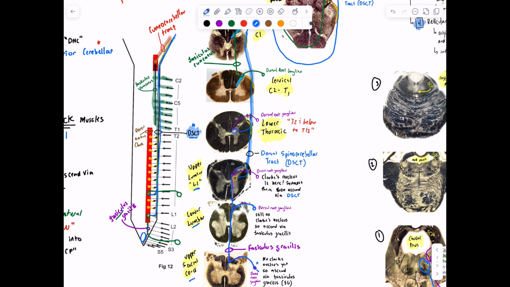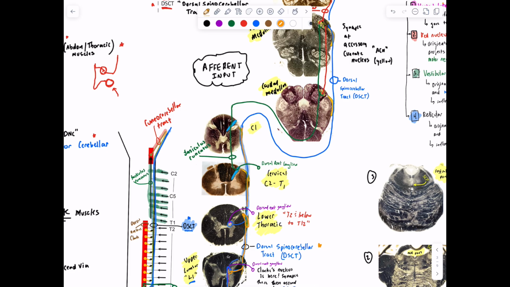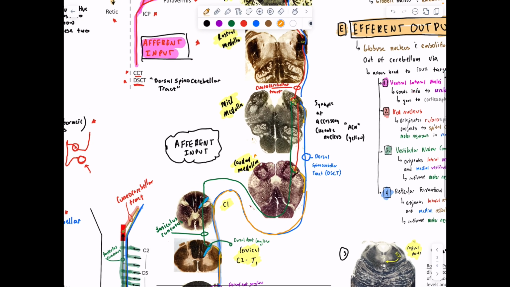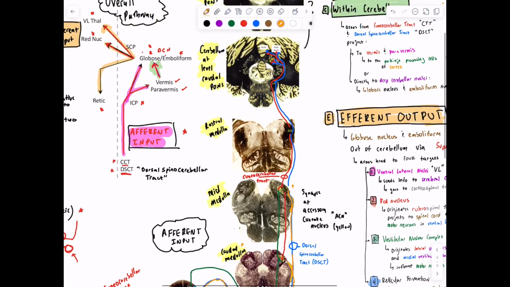Now that the dorsal nucleus of Clark is present, we're going to go ahead and synapse on the dorsal nucleus of Clark. And now that I've synapsed on the dorsal nucleus of Clark, that's going to send its axons, again, this unconscious proprioception, up the dorsal spinocerebellar tract, which you see outlined here. And that's going to go all the way up into the inferior cerebellar peduncle. You see here we're passing caudal medulla, and then here we finally get mid-medulla, inferior cerebellar peduncle, so we can start to go into the cerebellum.